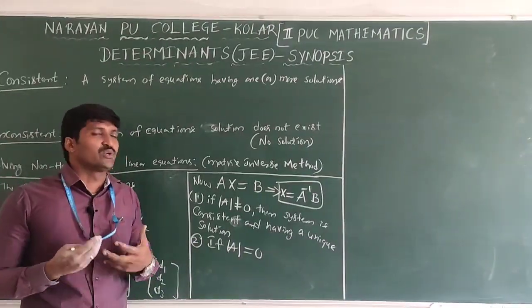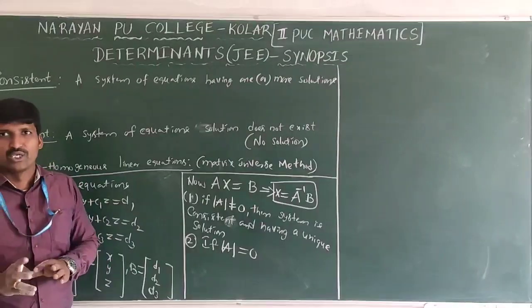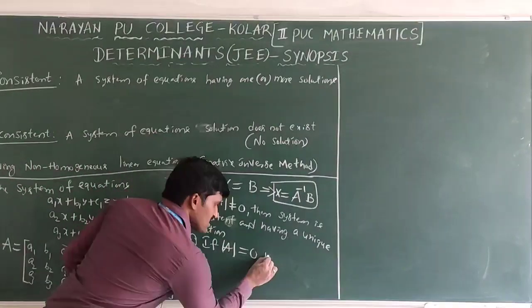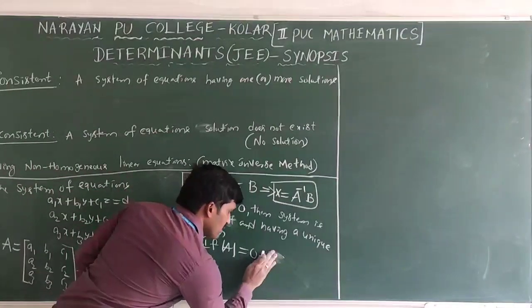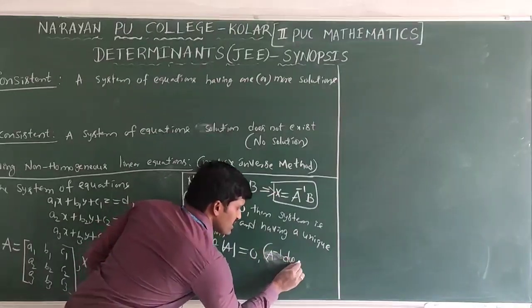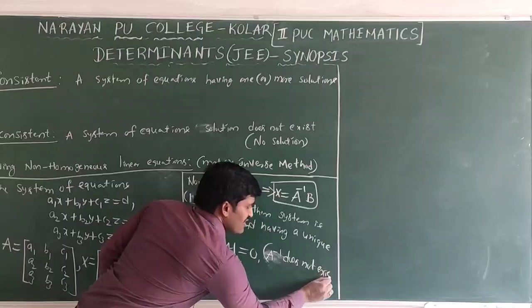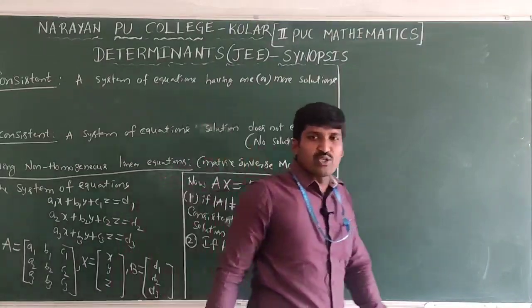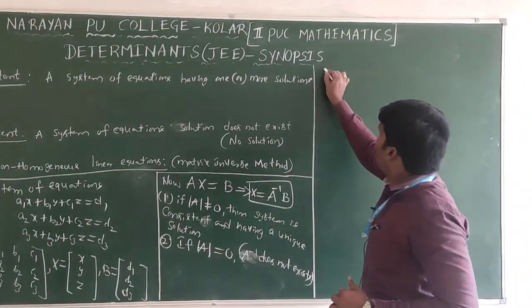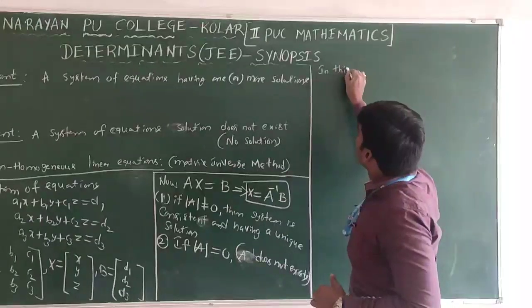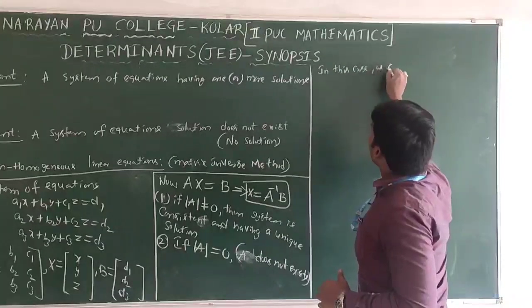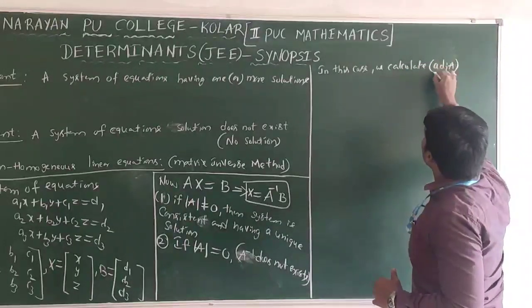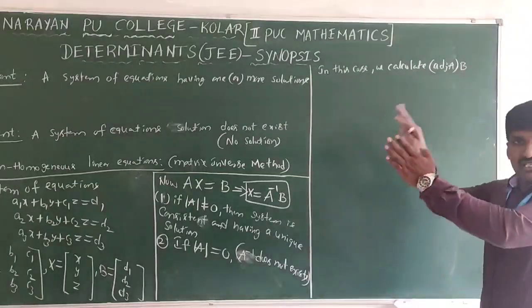In that case, what do we need to do? There are two verifications to check if this is consistent or inconsistent. In this case, clearly A inverse does not exist. When A inverse does not exist, we can't find the X value also. Now in this case, we need to calculate the value of adjoint A into B matrix. Again, this is a matrix we will get.